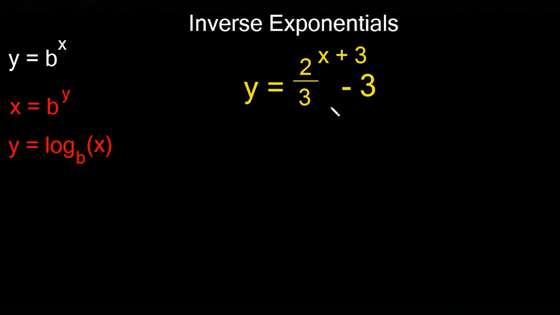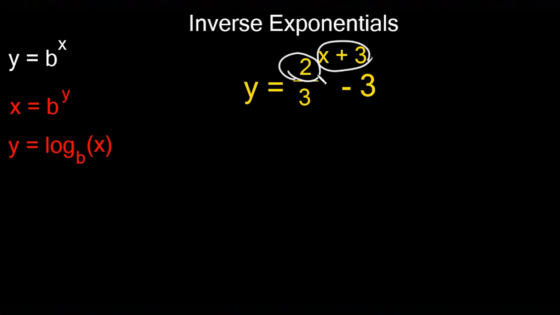Okay. So here's our last example. And again, let's go ahead and identify our base and exponent. So right now, my base is 2. Okay, and my exponent is x plus 3, meaning I need to go ahead and get rid of this negative 3. I also have to get rid of this denominator of 3 right here, okay?